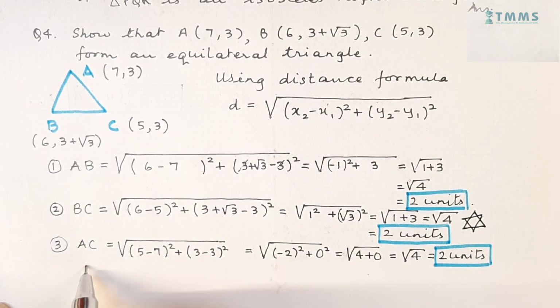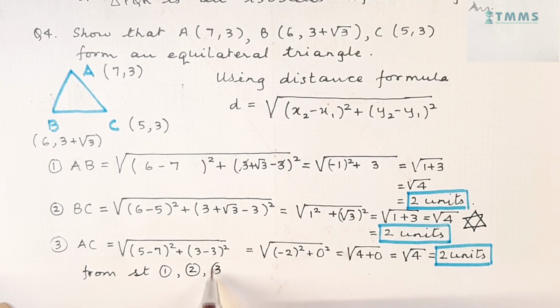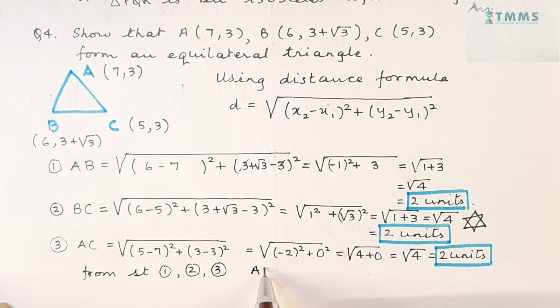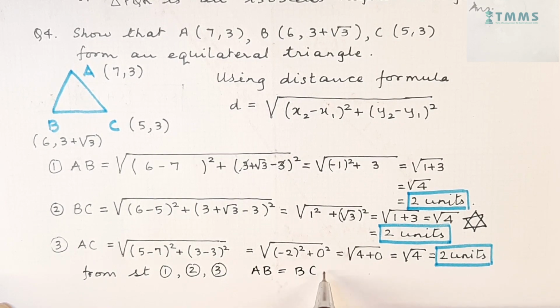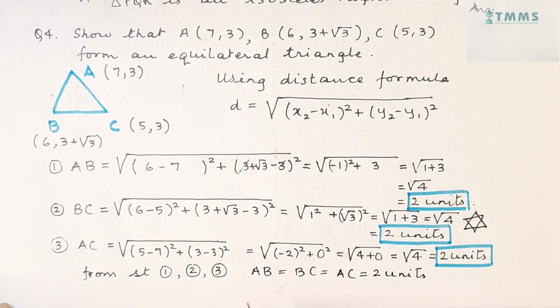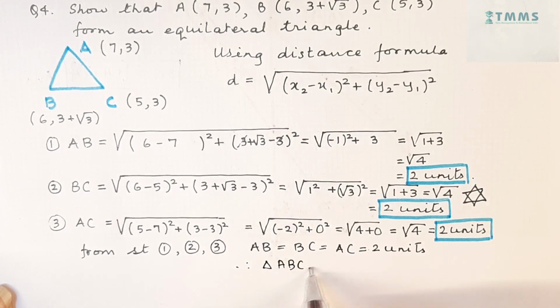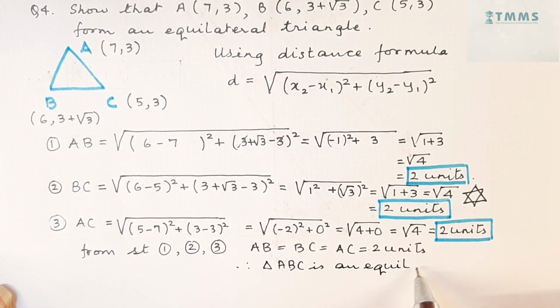Now, what will we say from statement 1, 2 and 3? AB equal to BC equal to AC. And how much is that? That's right, it is 2 units. And therefore, we will say that triangle ABC is an equilateral triangle. Why is it an equilateral triangle?